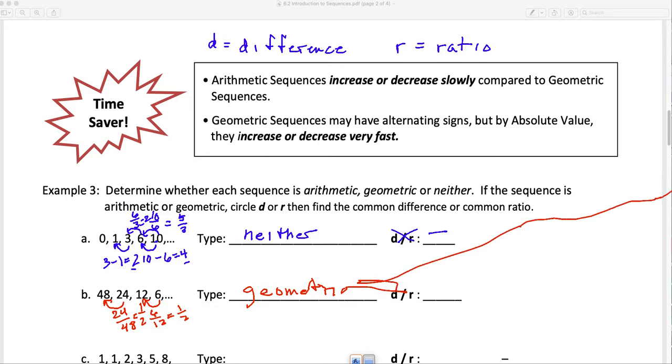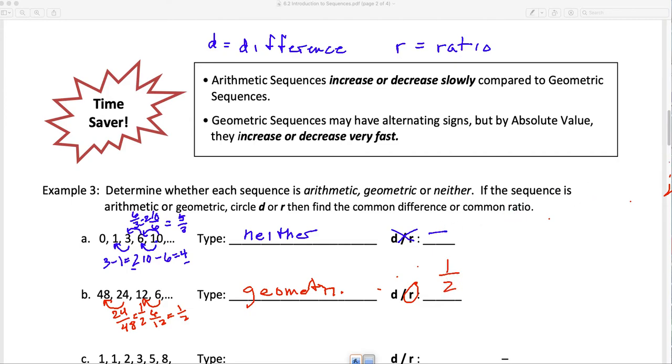And it just did that again. I was hoping I'd gotten over that, but apparently not. So let's erase that. Okay. There we go. All right, I'll keep talking while I do this. It is geometric, and by dividing backwards, I found that I have a common ratio of 1/2. So I'm going to circle the R, and it's 1/2.